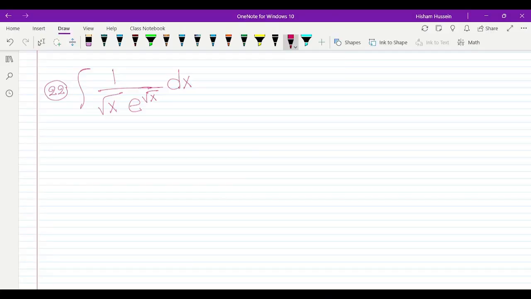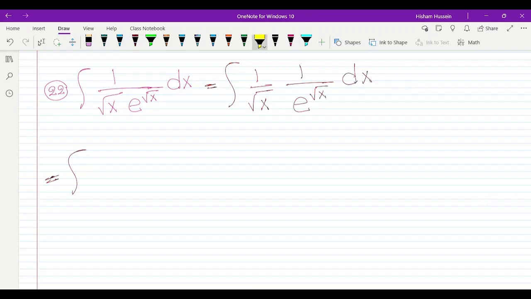Now in problem 22, here we have 1 over root x times e to the power root x dx. Doing the same traditional step, which is to split this function into a product of two functions: 1 over root x times 1 over e to the power root x dx. Or we can rewrite it as the integration of, this 1 over e to the power root x can be written first as e to the power negative root x, times 1 over root x dx.